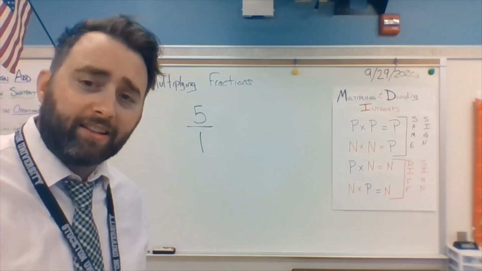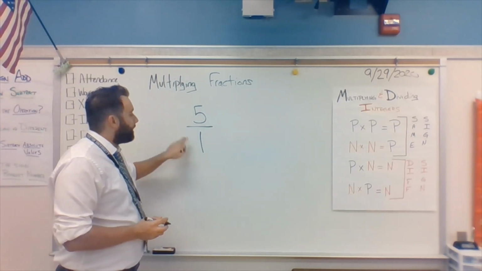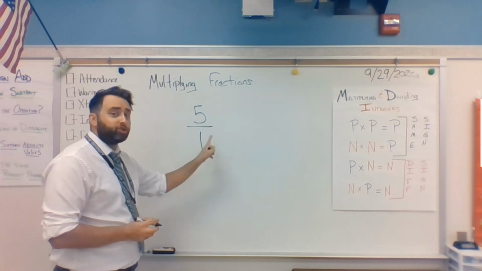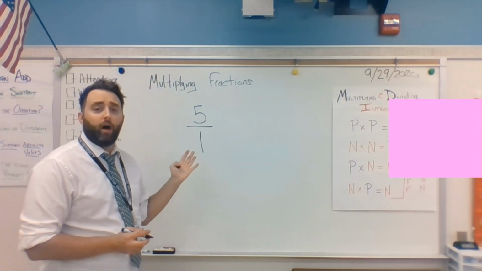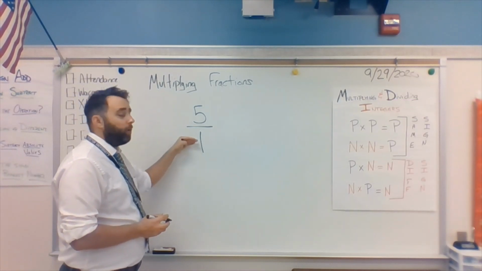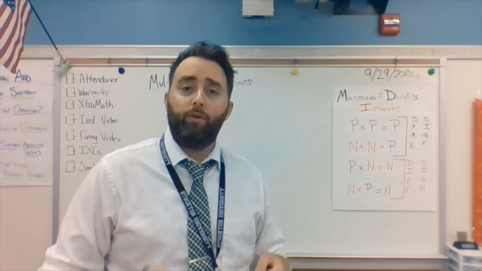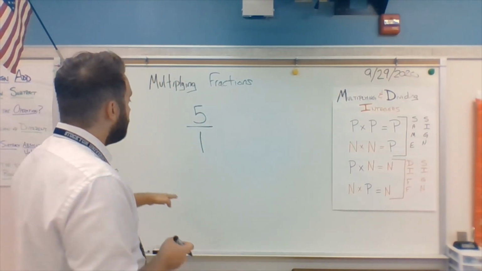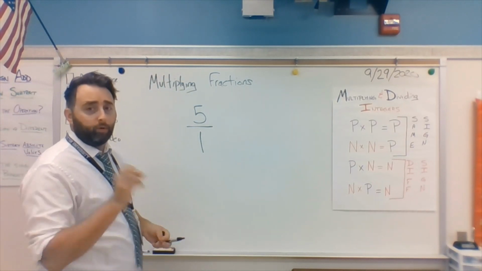Because you got to think of it as like dividing by 1. So 5 divided by 1. Remember, the fraction bar can indicate division. That's what it does. So 5 divided by 1 simply would make it 5. So you turn any whole number into a fraction by putting it over 1. Okay? Point number 1.